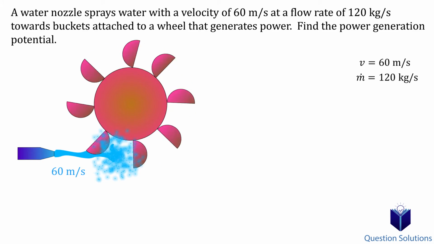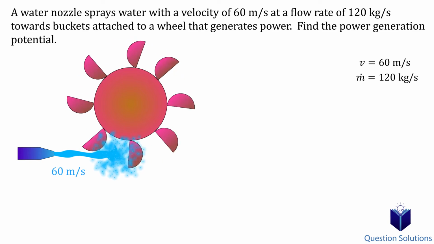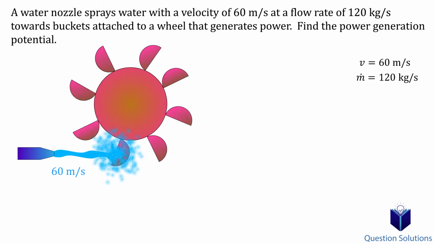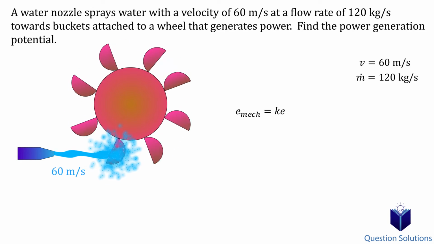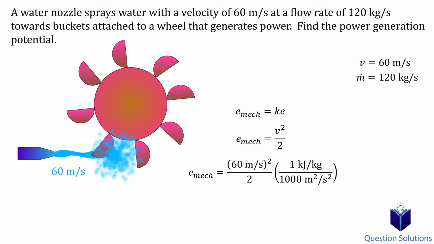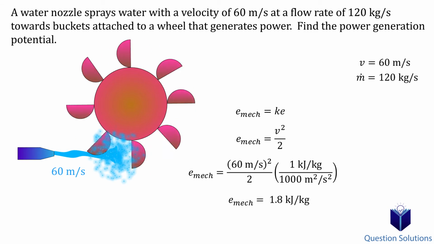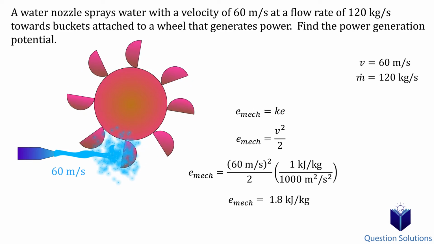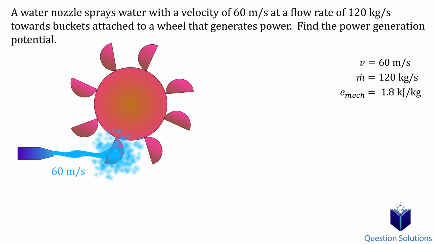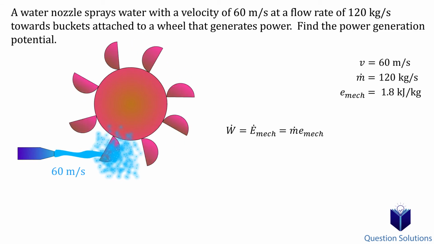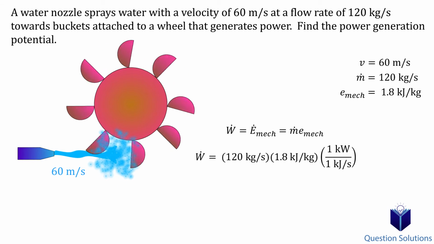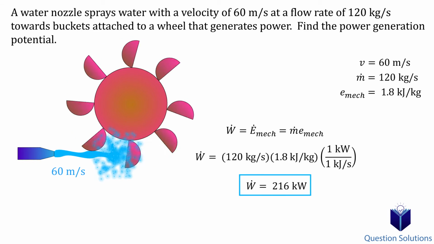So as before, we need to figure out the mechanical energy per unit mass. Here, we're given the velocity of the water, so we know it has to be kinetic energy. Again, keep in mind that this is per unit mass. Let's plug the velocity in, along with the unity conversion ratio. This is the same as before, we want our answer in kilojoules per kilogram. Next, we need to figure out the power generation potential, so we can write down our equation. Let's plug in what we know. We need another unity conversion ratio. Let's solve, and that's our answer.